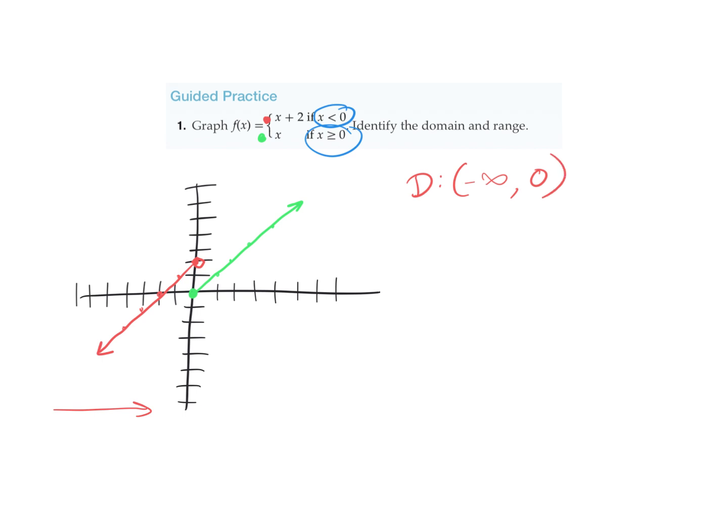And then the domain for the green one, it starts at 0 because that's the x value, and it's a closed circle, so it's going to be a bracket. And then we're going to go all the way to the right, and you see how there's an arrow, it keeps going on forever, so it's going to be 0, comma, infinity.